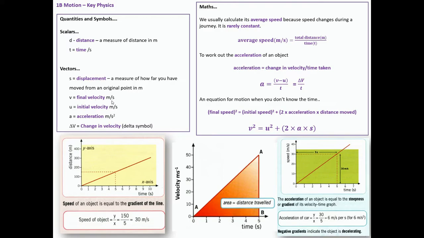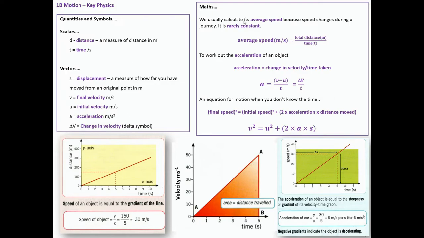We've got V for final velocity in meters per second, or ms minus 1. U, initial velocity. A, acceleration, that's meters per second squared, because we're dividing the speed by time again. And you might see delta V being a change in velocity. Often that's not used, but it prepares you for A-level.